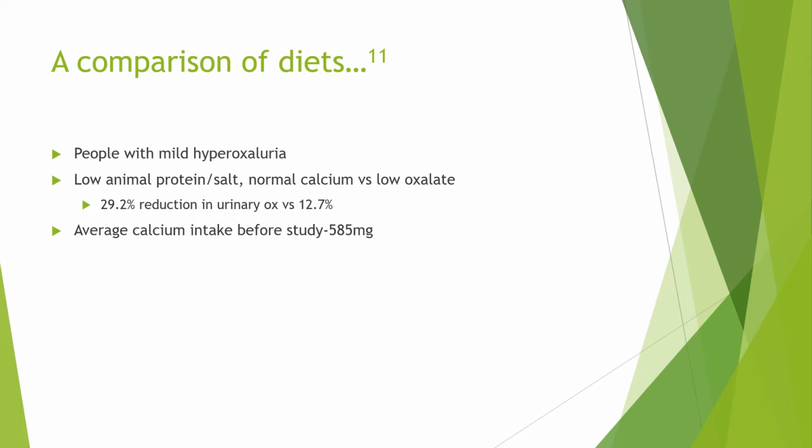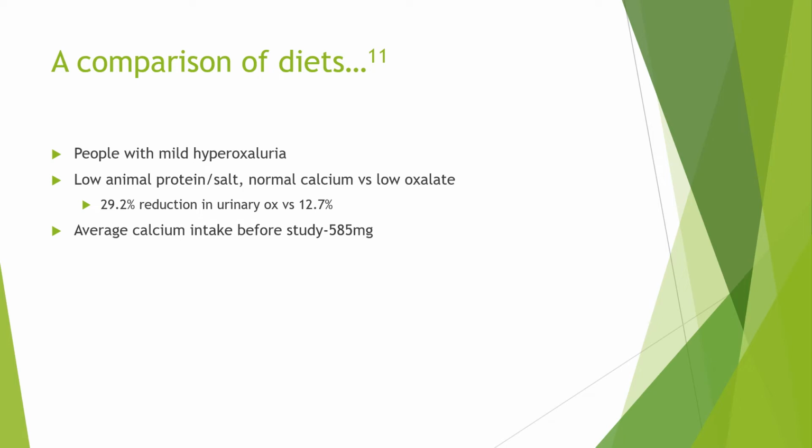The low animal protein will reduce endogenous oxalate production precursors. Salt simply increases the likelihood that we're going to form calcium oxalate stones in the kidney. So it's not really affecting oxalate exposure, more so it's increasing the likelihood that you're going to form stones when there is a high oxalate excretion via the urine. And normal calcium, meaning we are consuming enough calcium to bind oxalate in the gut so we absorb less.